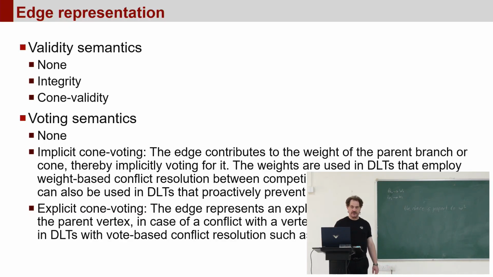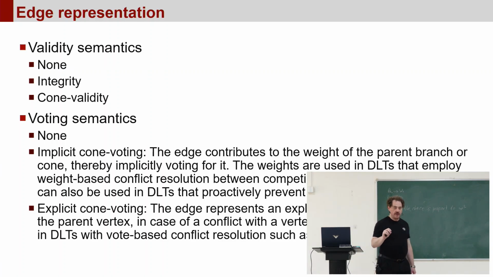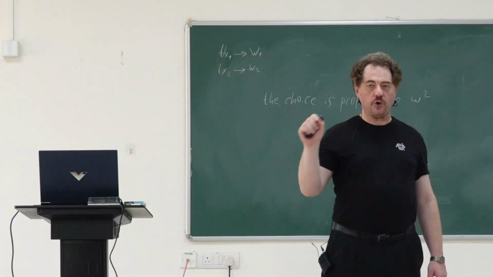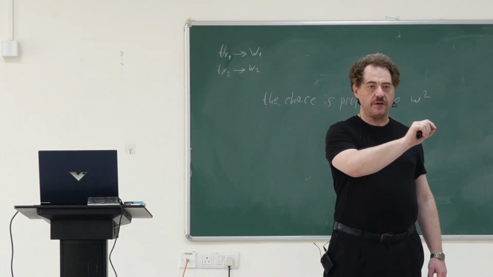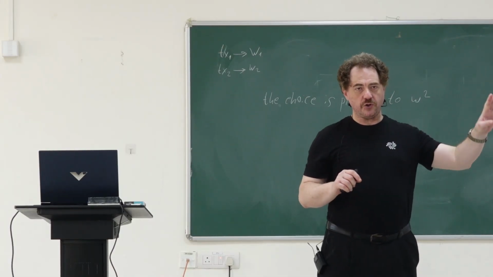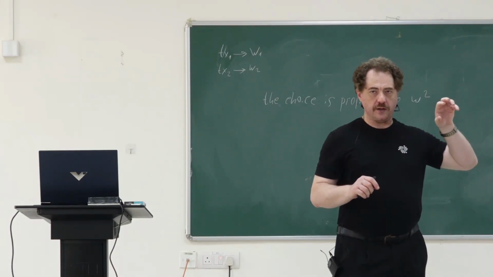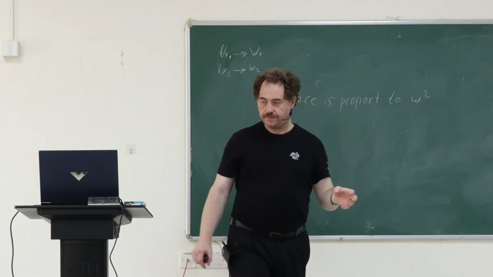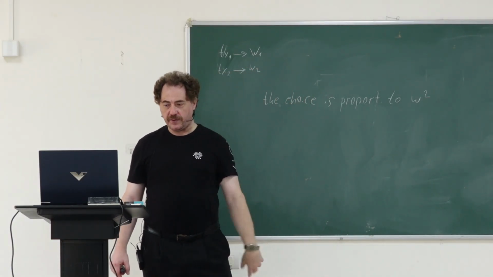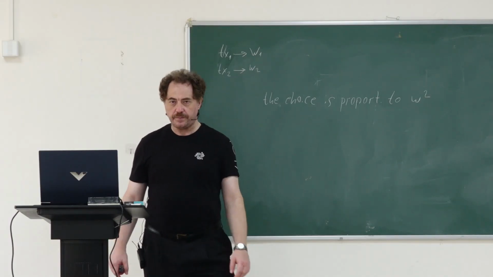Essentially there are two semantics. One semantic is integrity and the other is validity. Integrity means that if a new vertex points to another vertex, it's like a signature that the older vertex is formed correctly in terms of integrity. And sometimes it conveys some information in terms of validity.